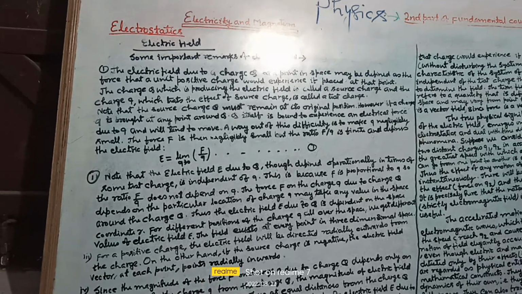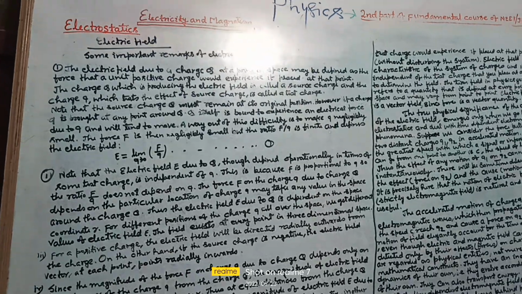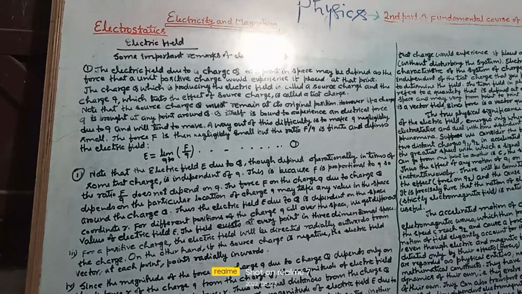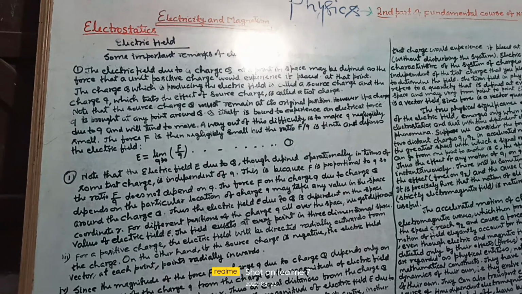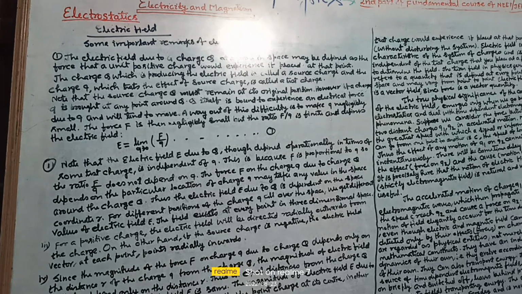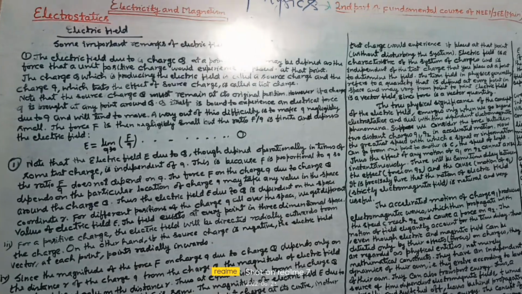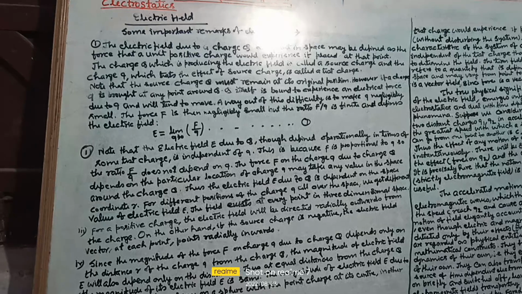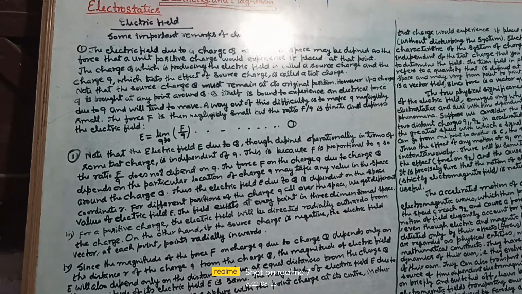Second, note that the electric field E due to Q, though defined operationally in terms of some test charge q, is independent of q. This is because F is proportional to q, so the ratio F by q does not depend on q. The force F on the charge q due to charge Q depends on the particular location of the charge q, which may take any value in the space around the charge Q.